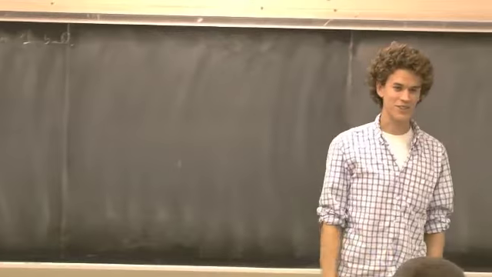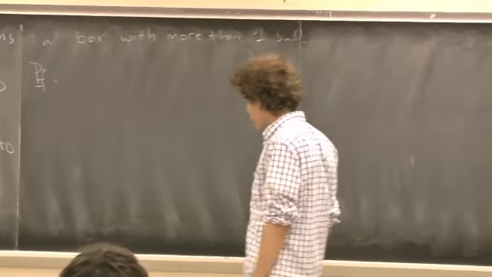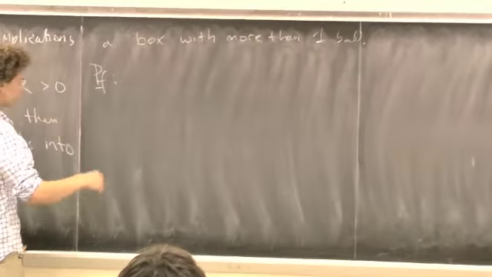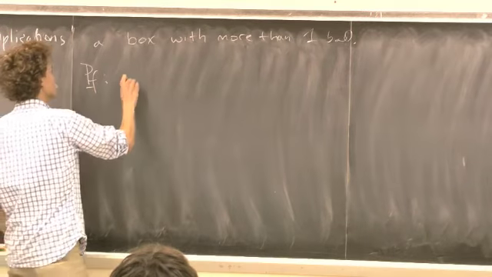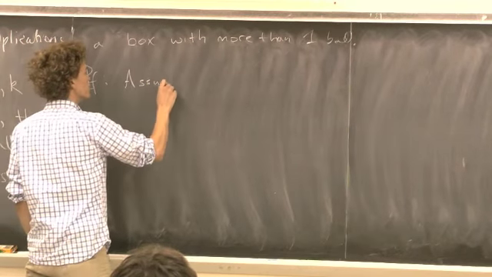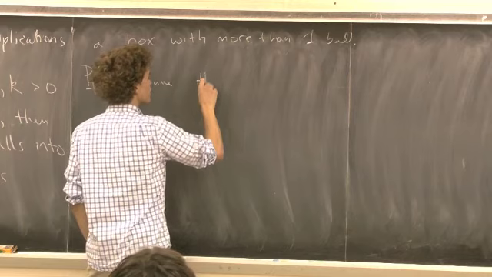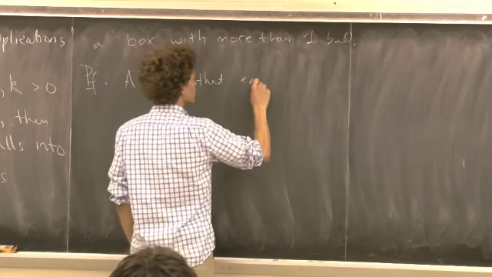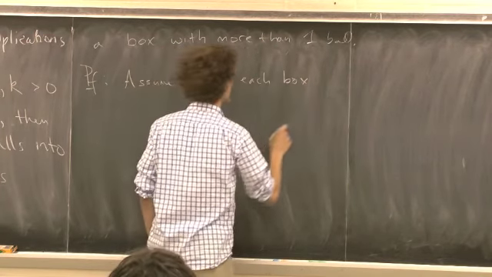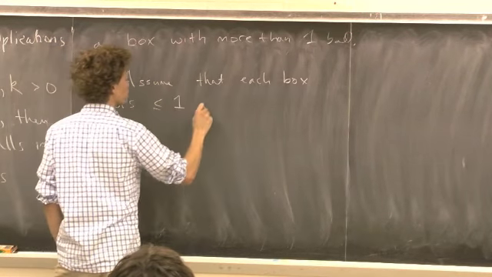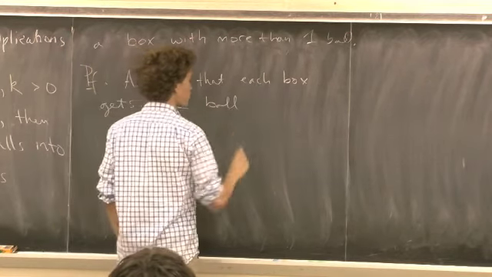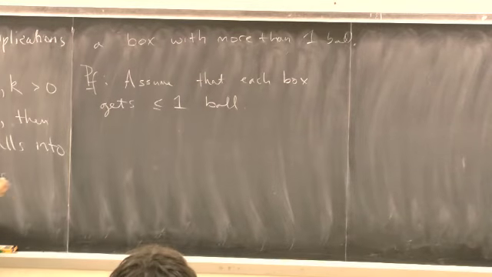Okay, so let's go ahead and write down the proof of this, all right? Often in math, there are things that are completely obvious, but they're really hard to prove, right? This is not one of those cases. This is also completely trivial. So what do we do? Well, let's assume that each box gets less than or equal to one ball. All right, that'd be the opposite of this, right?